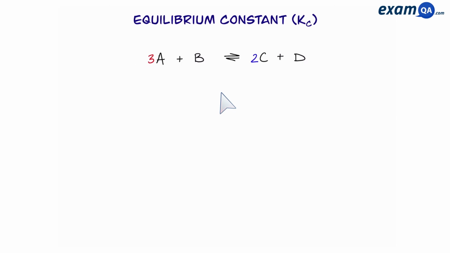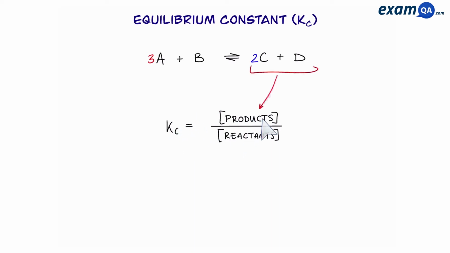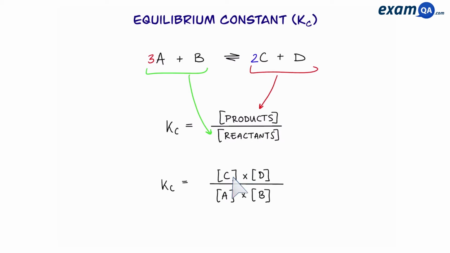So here's our reaction. The first thing we're going to do is write the Kc expression, and to do that, we're going to simply put the products above the reactants. So the products go here, and the reactants go at the bottom. So for this reaction, it's going to look something like this: C times D over A times B.